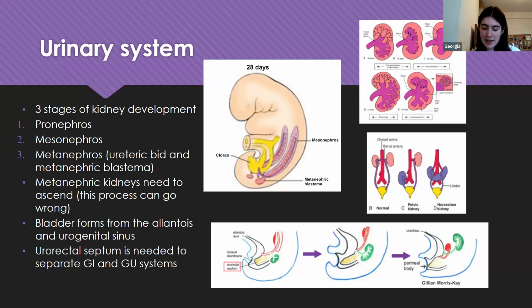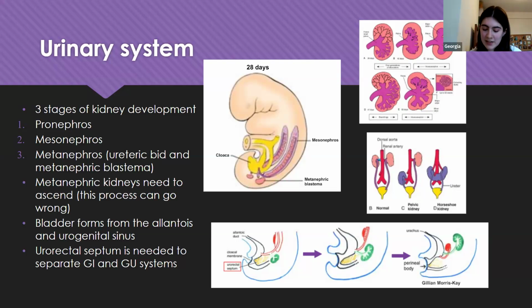And these structures come together. The mesenchyme induces the bud to undergo branching morphogenesis. So it branches and it branches until the pelvis, calyces, and collecting ducts are formed. And then the tip of the collecting duct induces the mesenchyme surrounding it to form the nephrons.